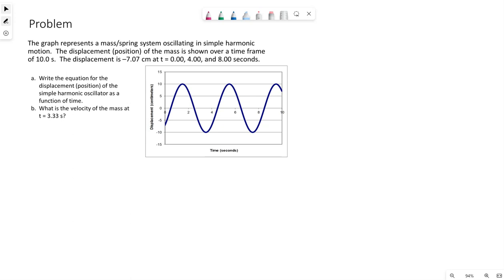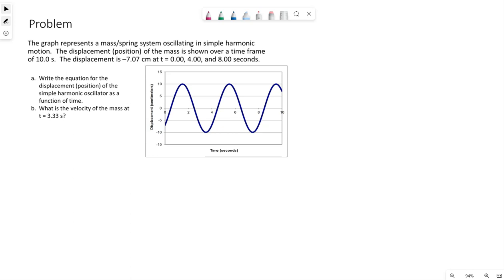We have a sample problem here. So the graph, which we can see, represents a mass spring system oscillating in simple harmonic motion. The displacement or position of the mass is shown over a time frame of 10 seconds. The displacement is negative 7.07 centimeters at time equals 0, at time equals 4, and time equals 8 seconds.